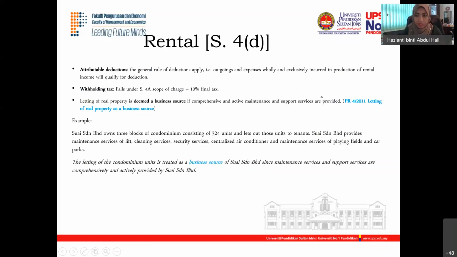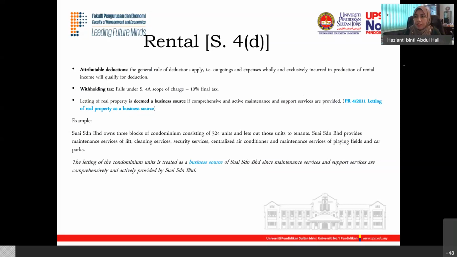I really hope we can go to Public Ruling 4/2011. It is about real property as a business source. I added some examples here to differentiate whether it is rental income under section 4D or rental income under section 4A.